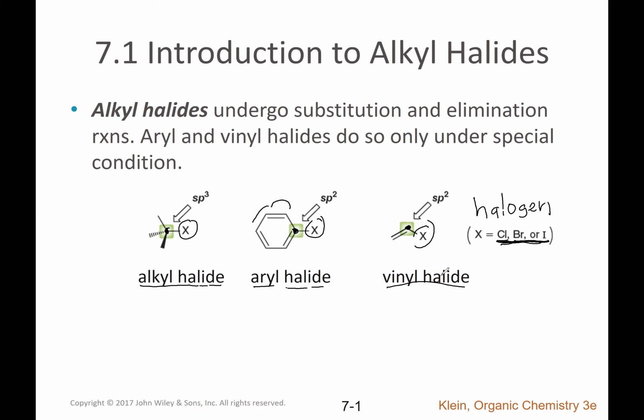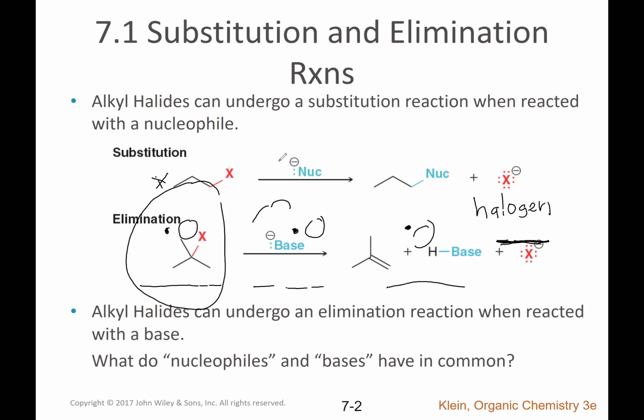Now, in all the reactions in this chapter, the substrates are alkyl halides. So the halogen's attached to an sp3 carbon. The aryl and vinyl undergo these reactions we'll look at, but they're only under special conditions. So you have to make sure that the halogen's attached to an sp3 carbon.